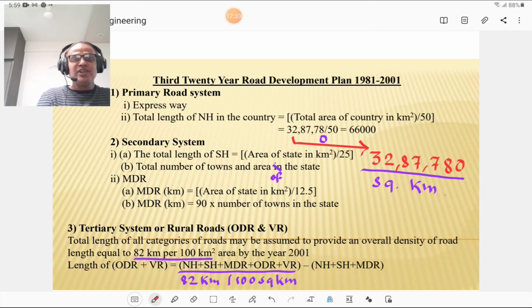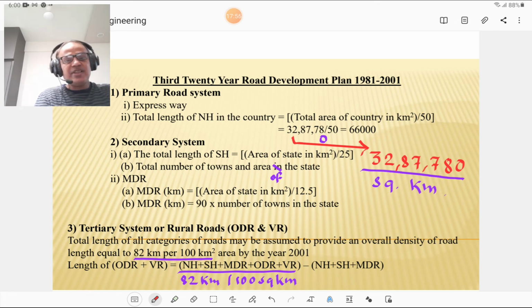You will get the length of MDR in kilometer for that particular state, or MDR in kilometer is also calculated by 90 multiplied by number of towns in that state. So these two formulas are developed for the length of MDR, and for length of SH, the area of state in kilometer square divided by 25, you will get the length of SH.